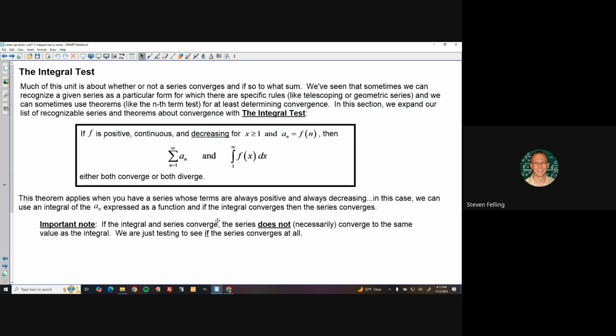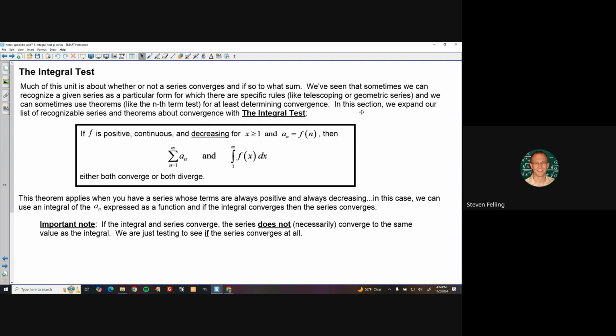The integral test. Much of this unit is just about whether or not a series converges, and if so, to what sum. In one of the previous units, we talked about geometric series, and that's really the only series where we can not only determine by the test if something converges, but if it does converge, we can determine the sum that it converges to. That's very rare, right? In our case, for most of these tests, we're talking about determining whether or not the series converges.